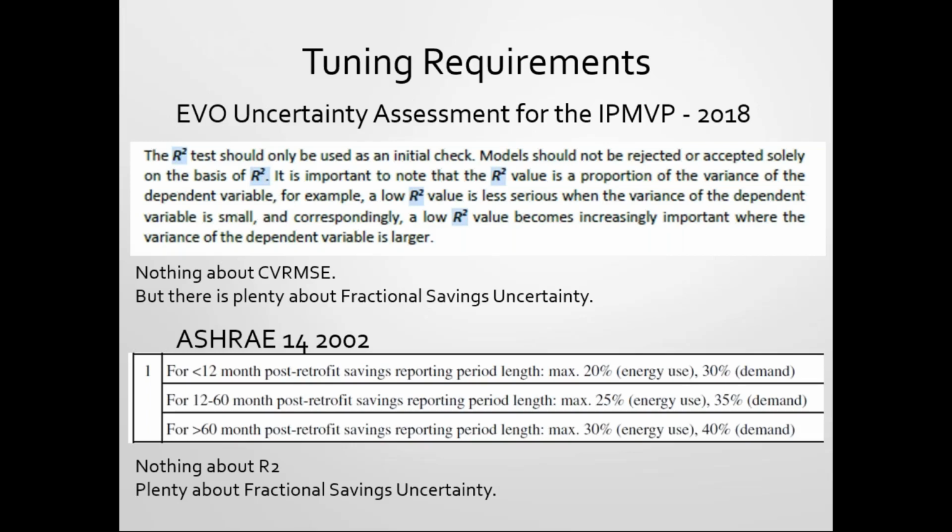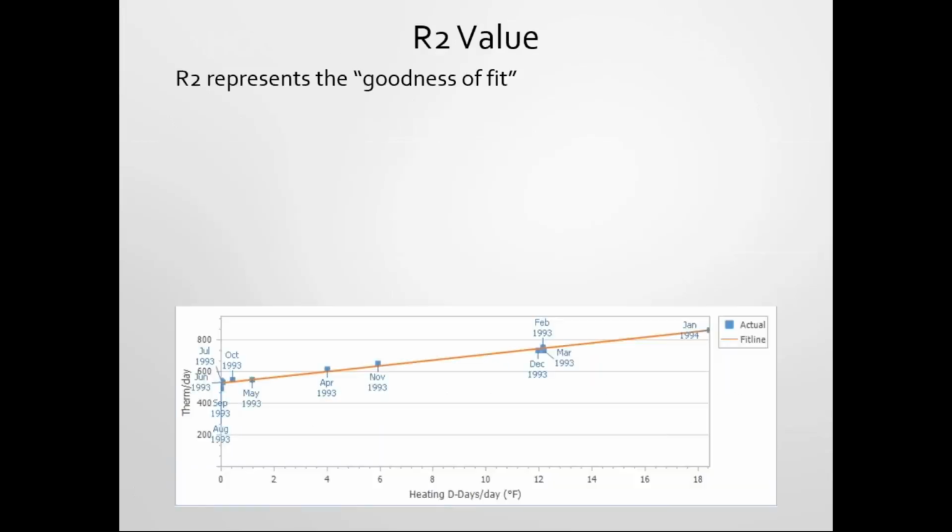And this is ASHRAE 14. This is 2002. There's a later one that was written. It cost all this money to download, and it's going to be a pain in the butt. I just didn't do it. So I had the old one. So this is what I had, and that's basically where the 25% came from. They didn't talk about R squared, but they did talk about fractional savings uncertainty, and both of these are based on that Reddy paper that I mentioned before.